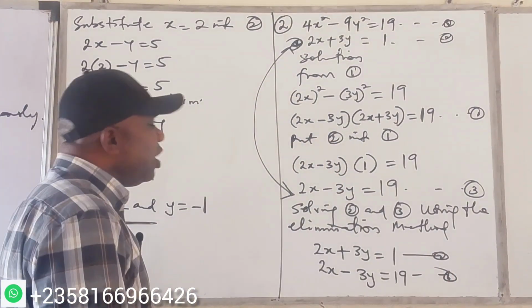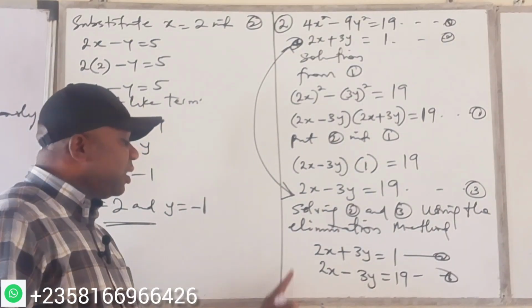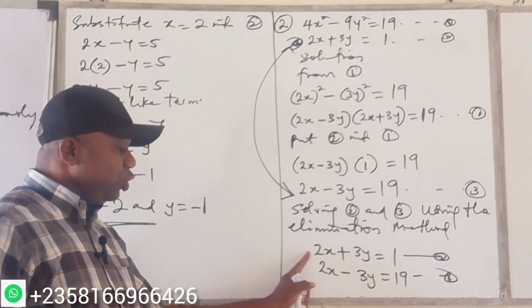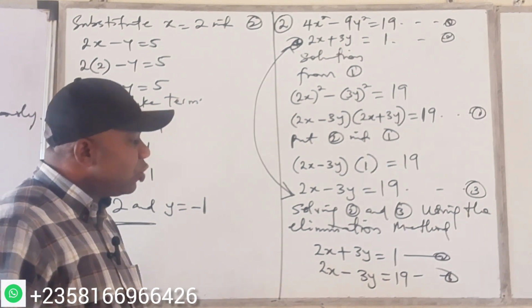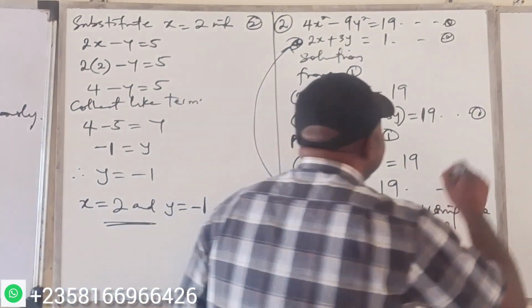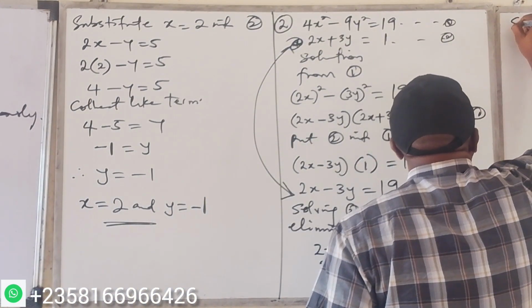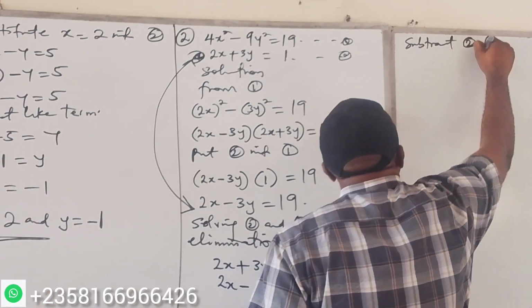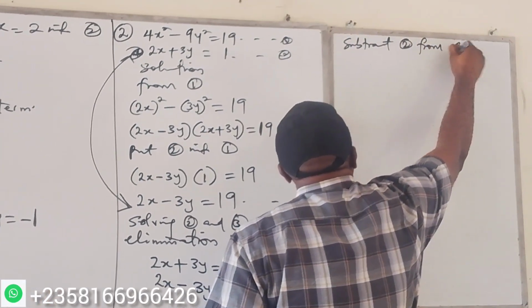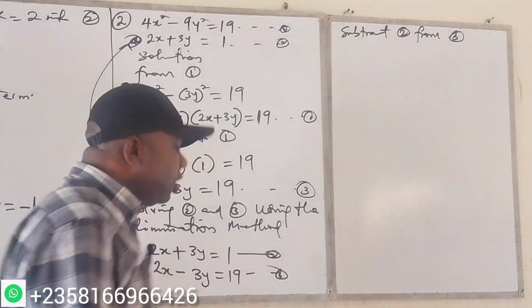So now since we are eliminating x, you can see that in equation 2 we have plus 2x, and in equation 3 we have plus 2x. So now it means we are subtracting. So you tell them, subtract equation 2 from equation 3. Yes, equation 3 minus equation 2.